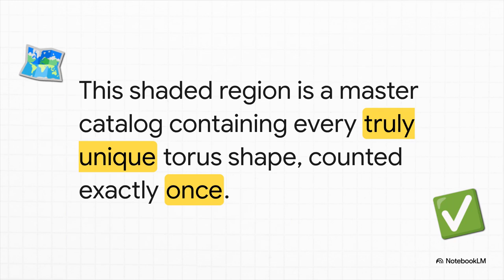But wait, there's one last super subtle catch. It turns out that some parallelograms that look different can actually be cut up and re-glued to form the exact same physical torus. We're still overcounting. This shaded area you see, this is the solution. It's called the fundamental domain. Every single point inside this region represents a truly, absolutely unique torus shape, counted one time and one time only. This is our final master catalog of shapes.